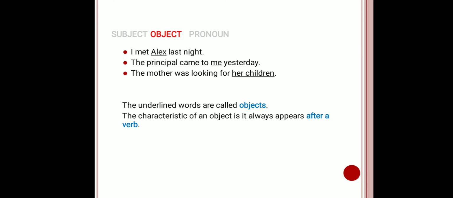In the second example, the principal came to me. So me appears after the verb came. And the last example, her children. This is an object and it appears after the verb was looking, right? So pay attention that the subject always comes at the beginning and it should always be before the verb, and the object should always be after the verb.